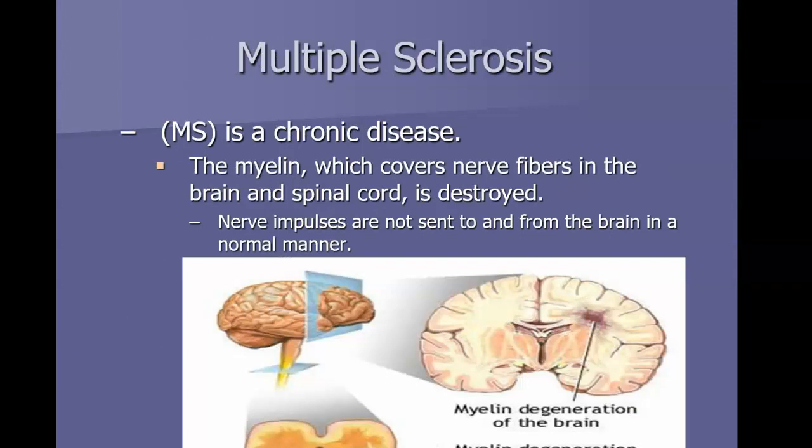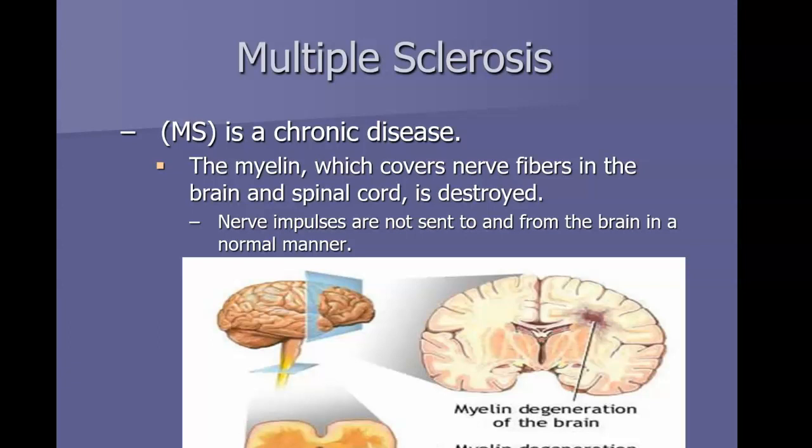Another disease that we will see quite a bit with our elderly is MS, multiple sclerosis. It is a very chronic disease, which we do have treatments for to help slow the progression of it down, but again, we do not have a cure for it at this point. But the myelin, and myelin is a protective covering that covers your nerve fibers in the brain and the spinal cord. And in multiple sclerosis, the body attacks itself and it attacks the myelin.